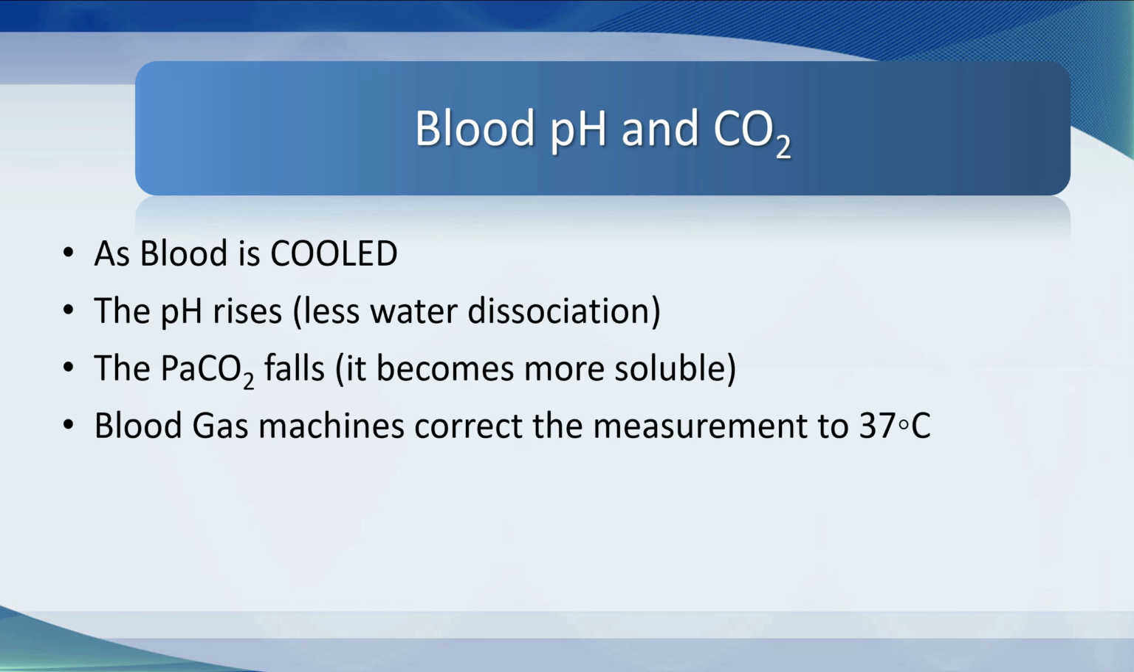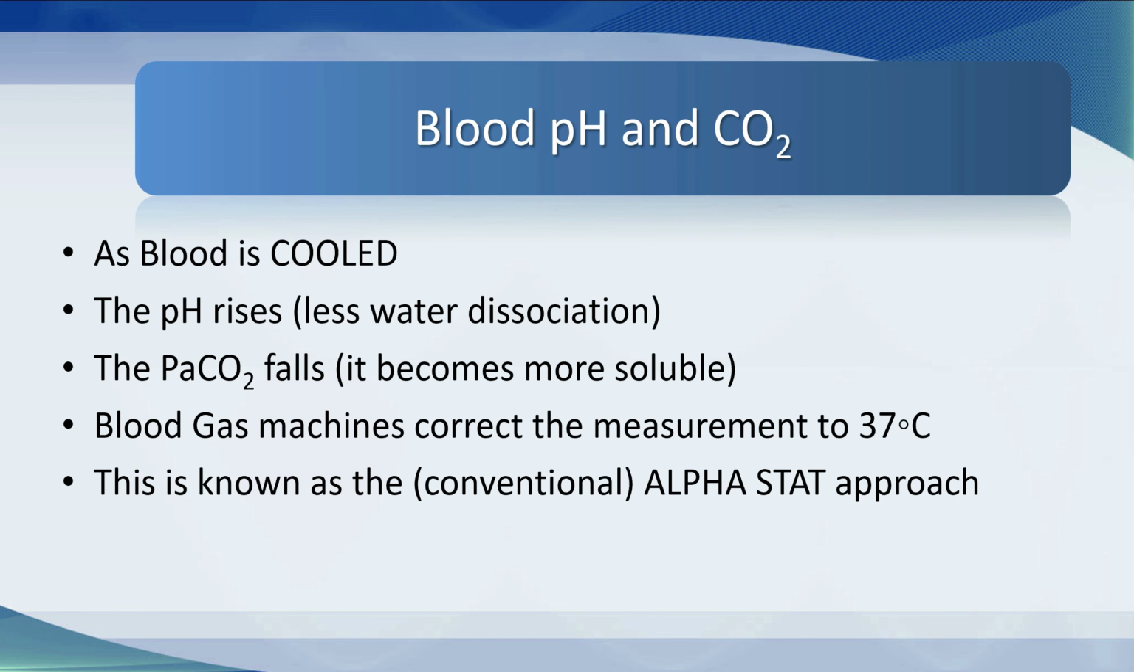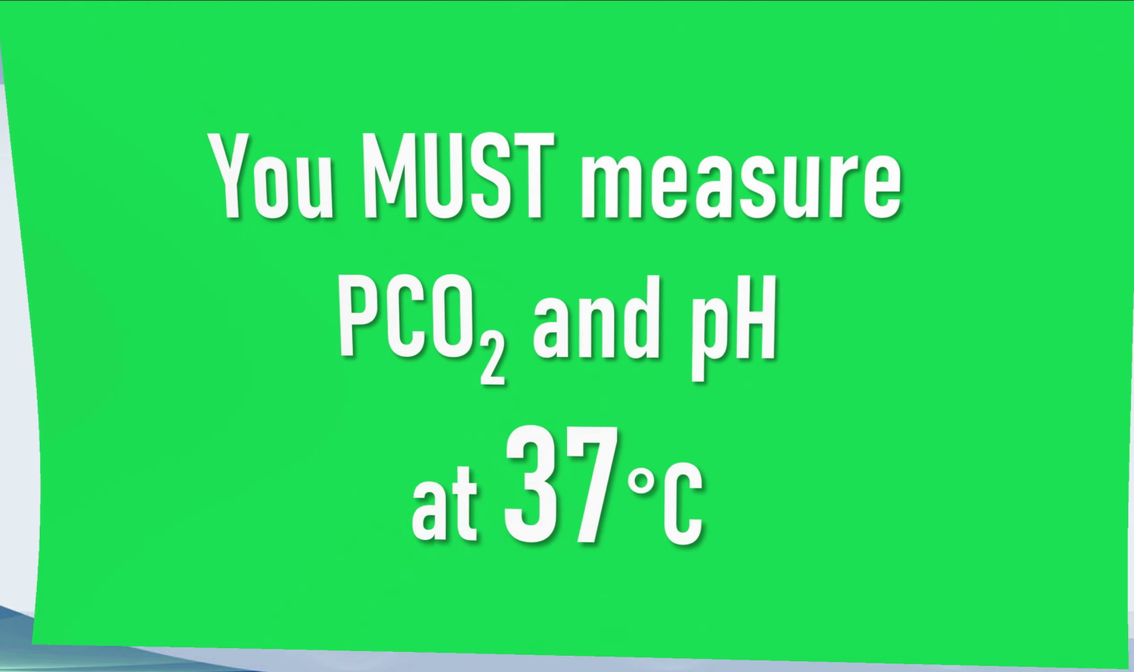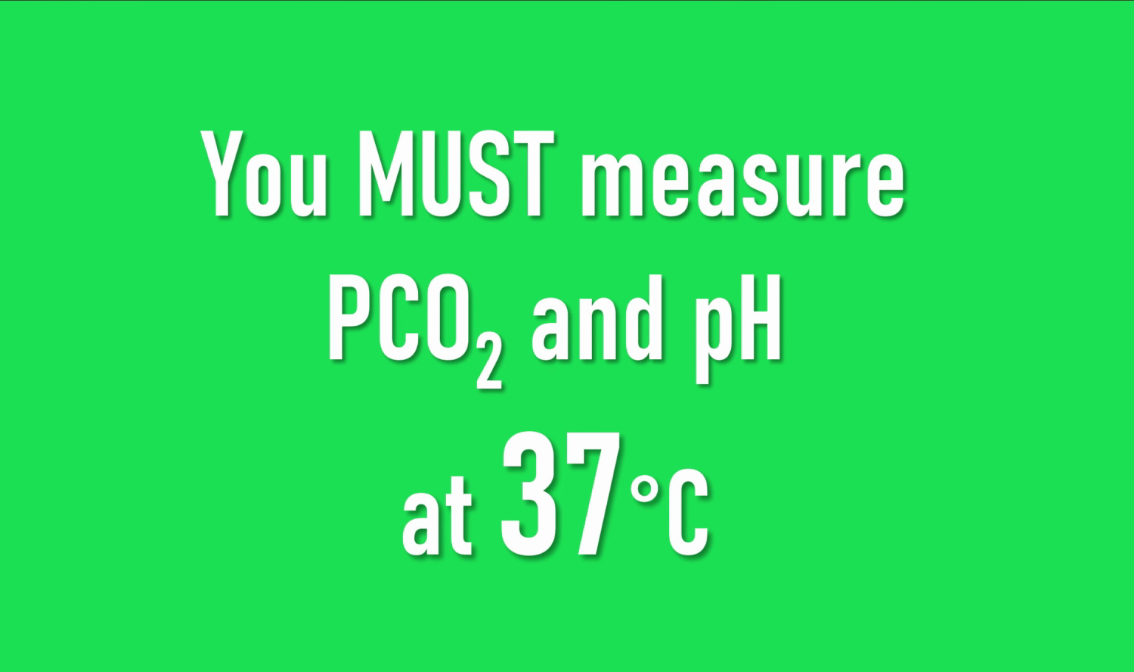Because of the complexity of what's going on here, the easiest way for a bedside clinician to assess a blood gas with these changes in temperature is for correction of the temperature to 37 degrees Celsius. And this is known as the conventional or alpha-stat approach to blood gas interpretation. And this is the only approach that I'm going to discuss in this course. Effectively, you must correct the PCO2 and the pH to 37 degrees Celsius. You input the patient's temperature and the machine makes the corrections.